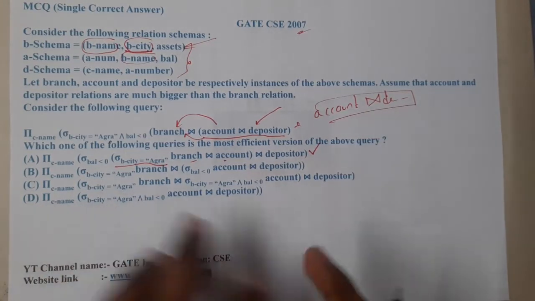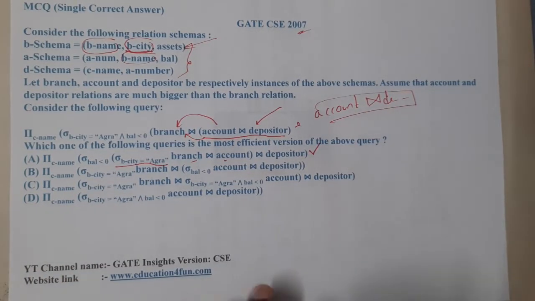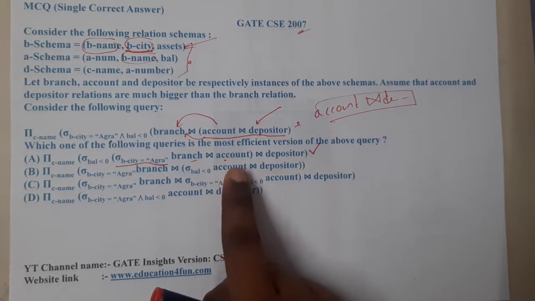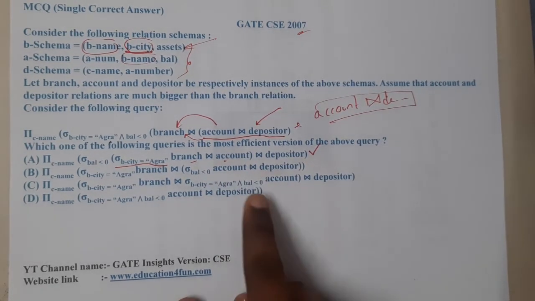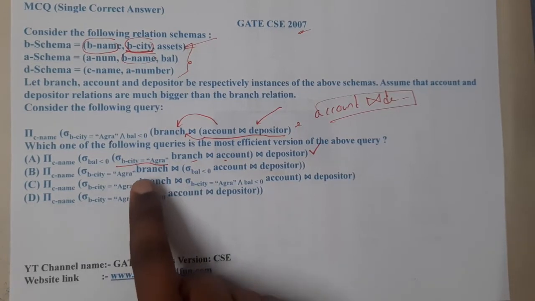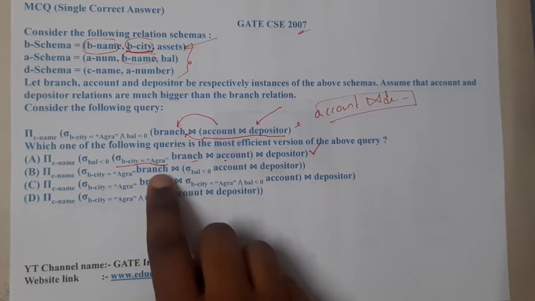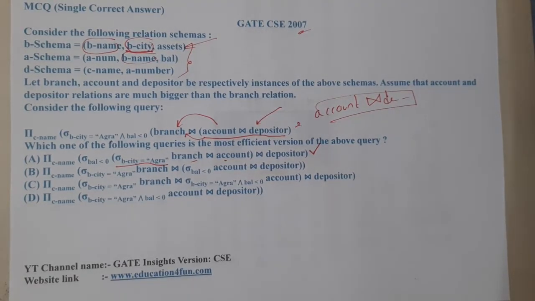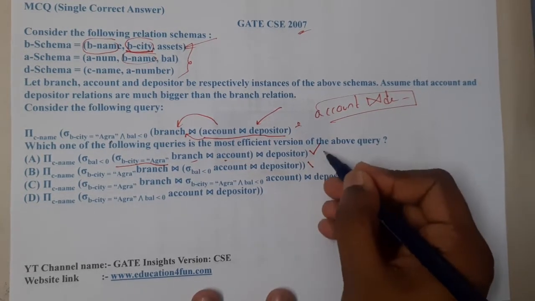Moving on to option B. Option B is quite the opposite of this. Here first we are performing the operation between account and depositor and checking the balance. Then we are performing it with the branch and checking the condition with respect to Agra. This option also seems to be okay.